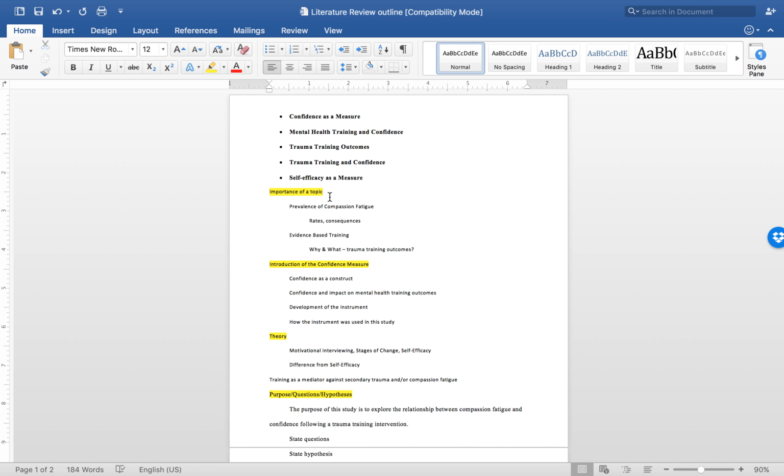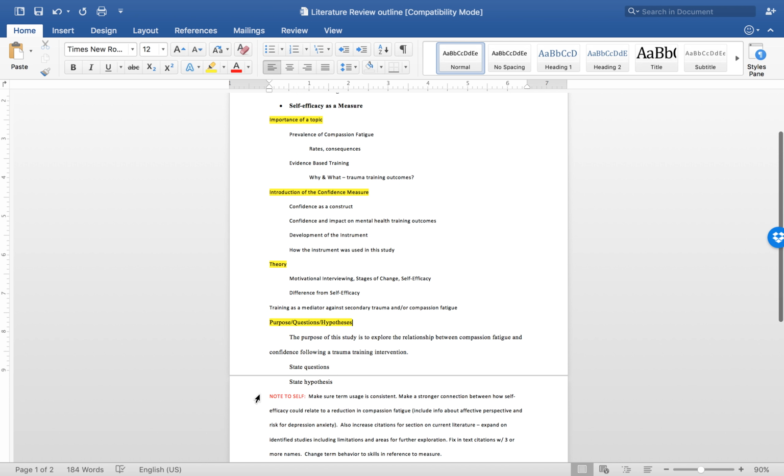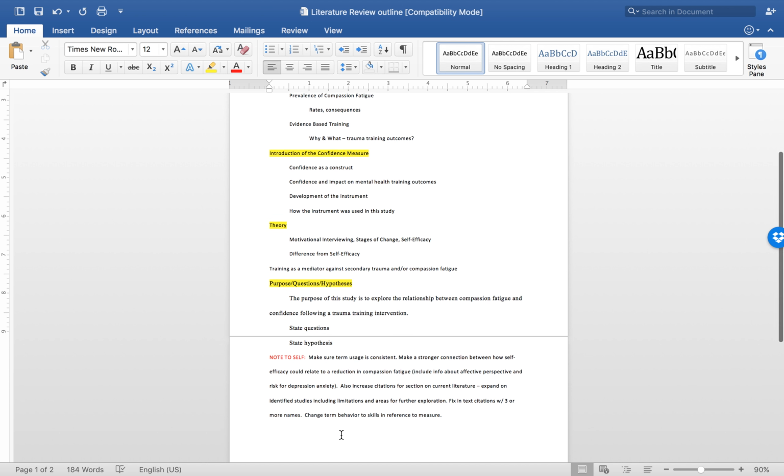So I have my importance of topic. I want to make sure we introduce any measures. The theory piece is important, and then towards the end of the lit review, you're going to have your research question or hypothesis. Down here I have a note to self, and here's where I added some other do's and don'ts, making sure that as I'm writing the paper that I'm including the things that I need to include or not include. Even if you're familiar with writing lit reviews, it's still helpful to review the information just to refresh your memory.